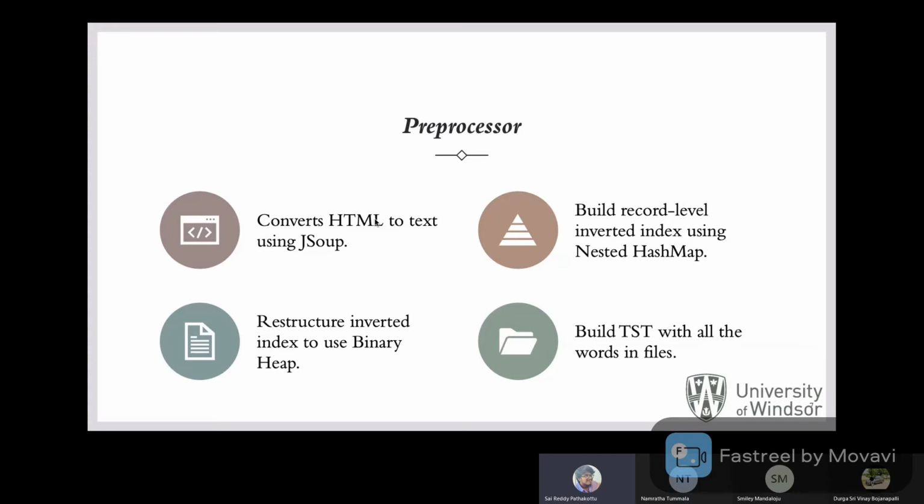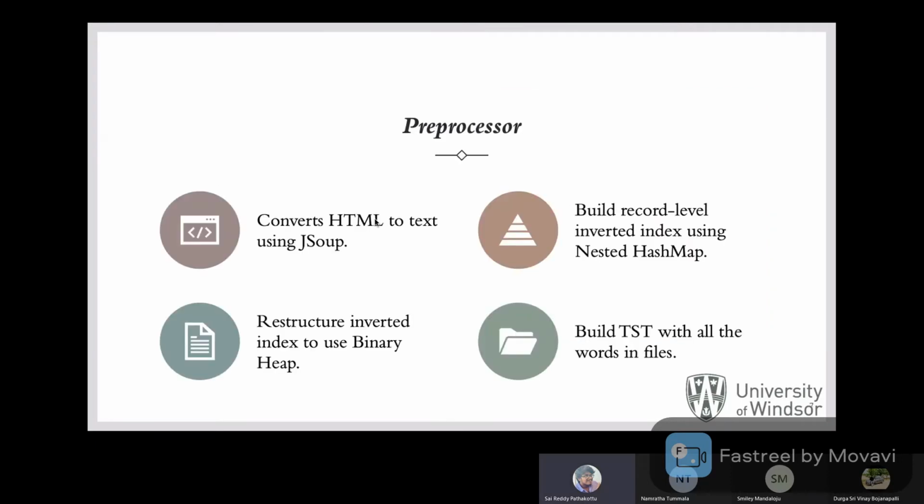For converting HTML to text, we will be using JSoup, which is a Java library used to parse HTML documents. It provides an API to extract and manipulate data from a URL or HTML file.